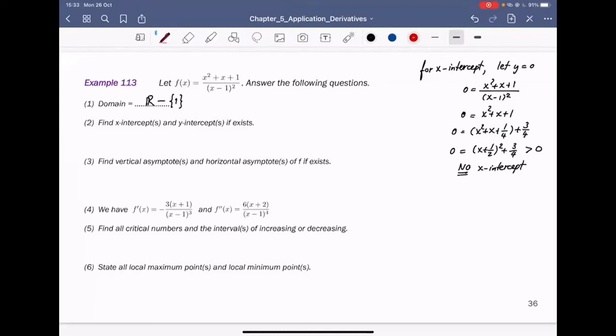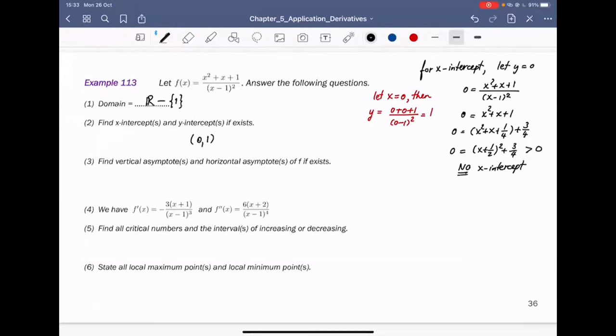For the y-intercept, you can let x equal to 0 and solve for y. If you let x equal to 0, then y equals 0 plus 0 plus 1 over 0 minus 1 squared. This is 1. So at the end, you have, again, x equal to 0, y equal to 1. This is your intercept. Only 1 point.